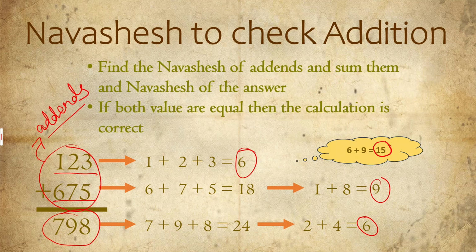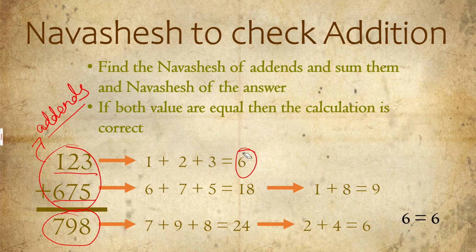Right? So basically, if you're adding the two numbers and you're not getting a single digit number, make it a single digit number. How do you do that? Simple, Navashesh. So we're going to find the Navashesh of 15, 1 plus 5, and 6. So 6 is equal to 6, right? That's basic math. And therefore, the answer is correct. These two values that you're getting are equal.